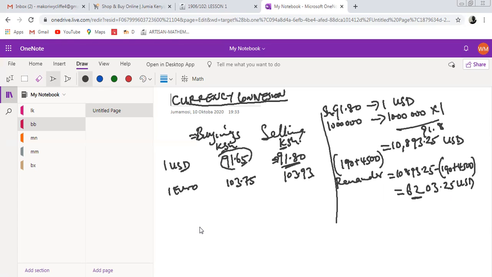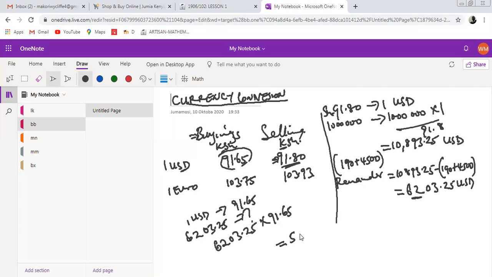So we can come here and we say, if 1 USD is equivalent to 91.65 shillings, what about 6203.25? It's going to be 6203.25 times 91.65. You will find that the person is going to get actually 568,278.86. These are actually shillings. So that now with these shillings, he can be able to acquire the euros.